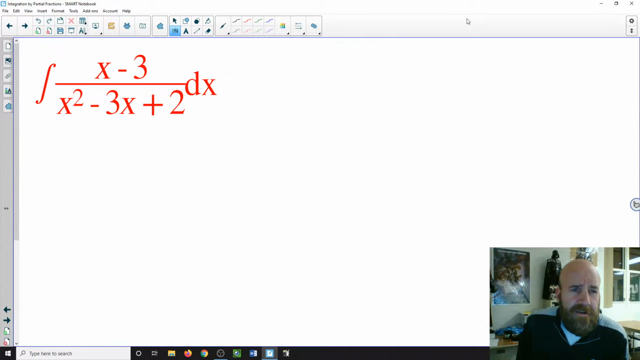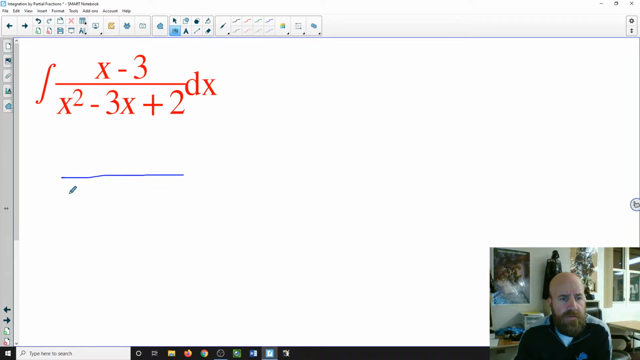Let's take a look at another example here of partial fractions. So we have this rational function here. We can go ahead and factor the bottom. So this would factor out to be x minus 2 times x minus 1 on the bottom, and x minus 3 on top.